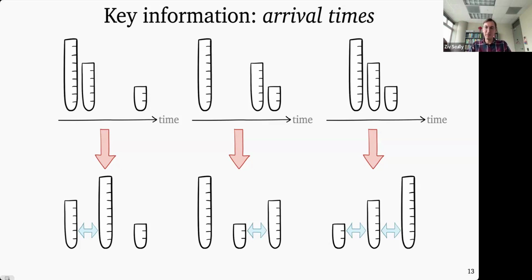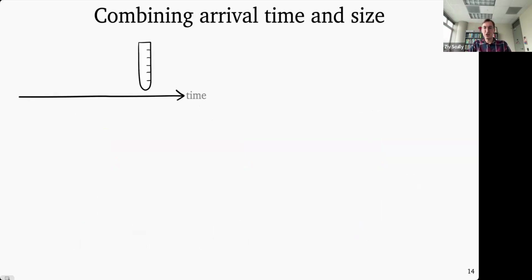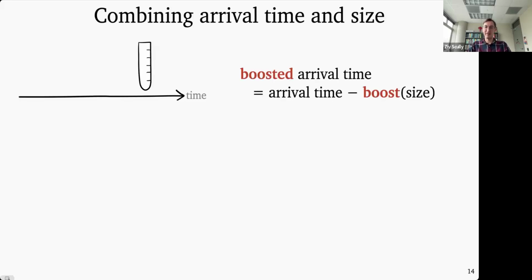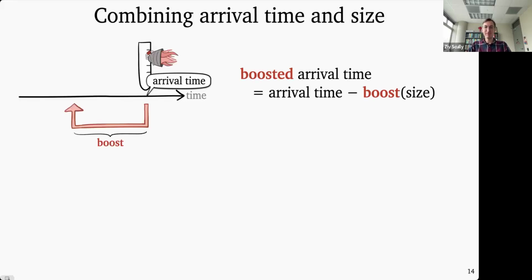So how can we combine arrival times and job sizes to get some sort of priority? The way boost policies work is they combine arrival time and size in a very simple way to get a priority. We call the priority a job's boosted arrival time. And a job's boosted arrival time is its true arrival time minus a quantity we call its boost.